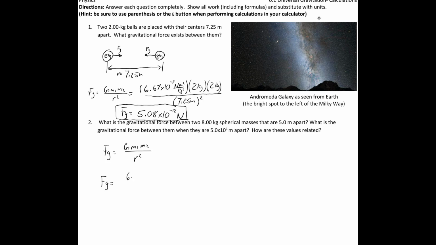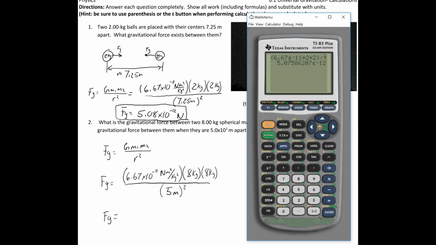Fg is equal to 6.67 times 10 to the negative 11 Newton meters squared per kilogram squared times, they're two 8-kilogram balls, divided by 5 meters squared. Fg equals, again, this is a calculator heavy thing, so I'll just show you how to do it. Now, I'm going to not use the E button just to show you what you would have to do instead.